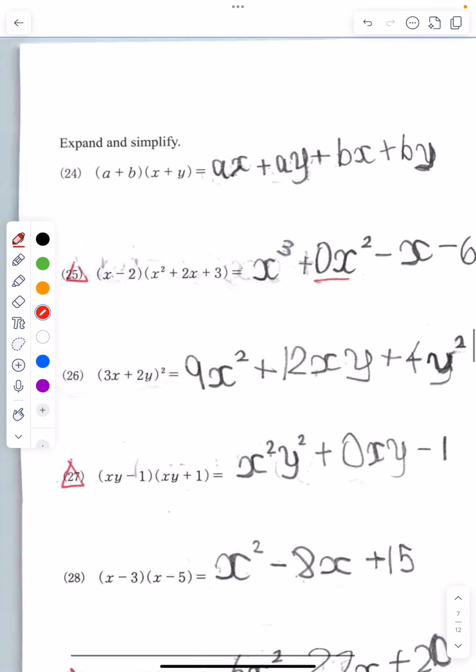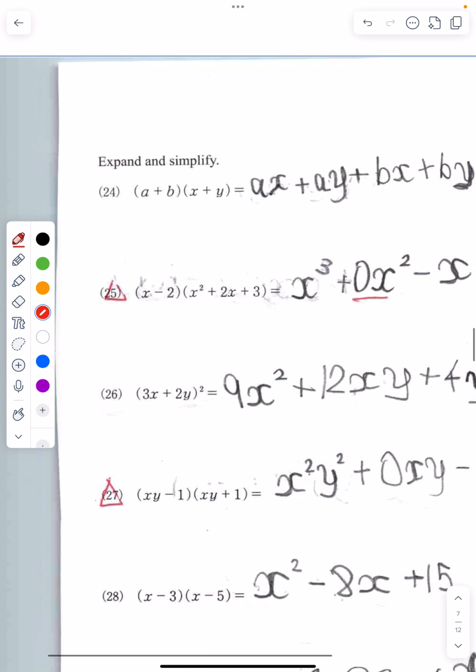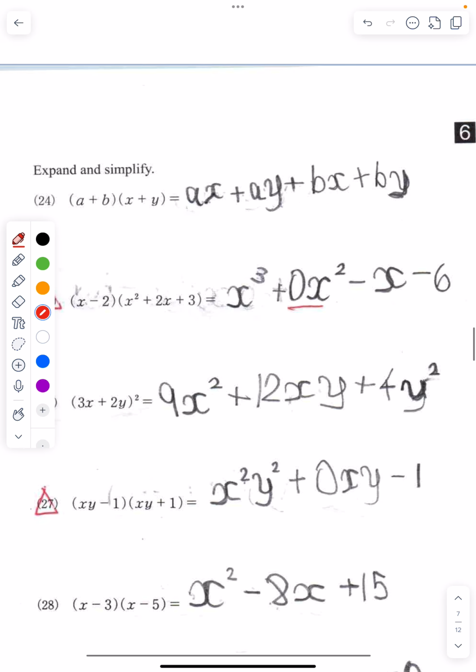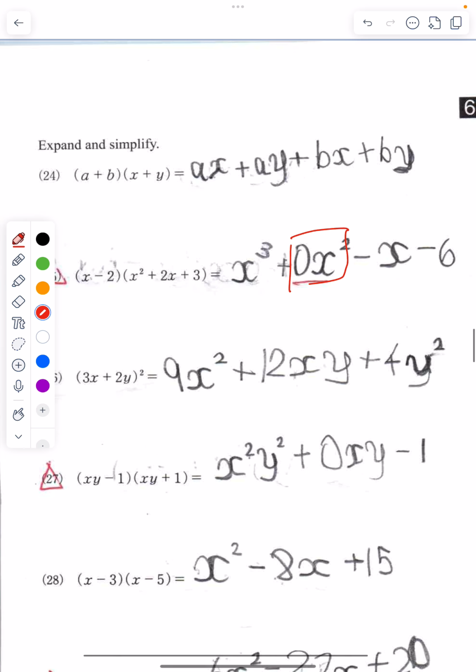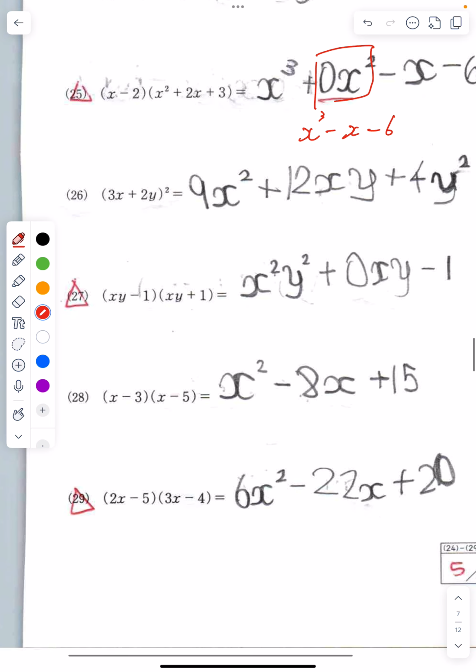Alrighty. Expand and simplify. I can see that you have a 0x squared over here. The reason why is that if we have a 0x squared, we don't have to write it, because 0 times anything is still 0, right? So in this case, it would be just x to the power of 3 minus x minus 6 instead. Similarly, with this one, if we have x squared, y squared minus 1, this one should be eliminated as well.